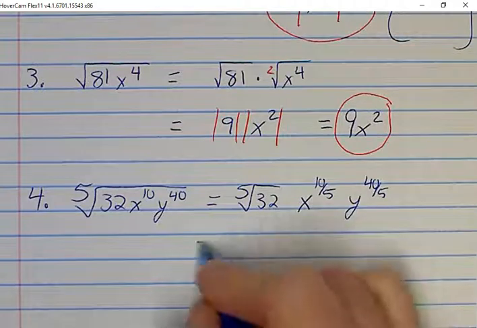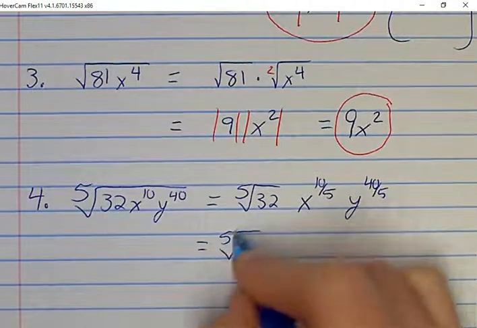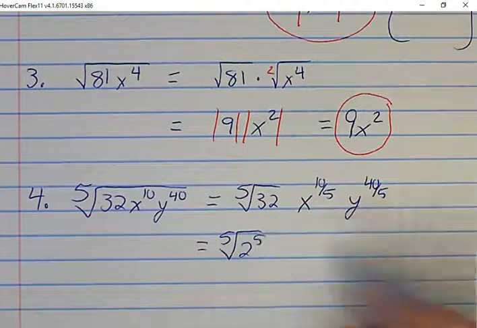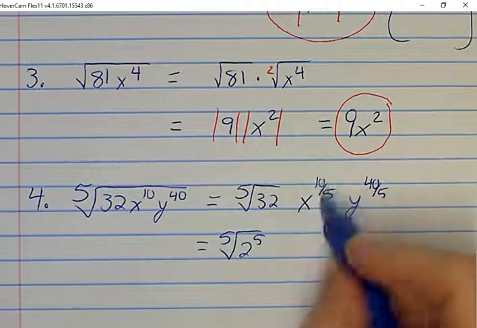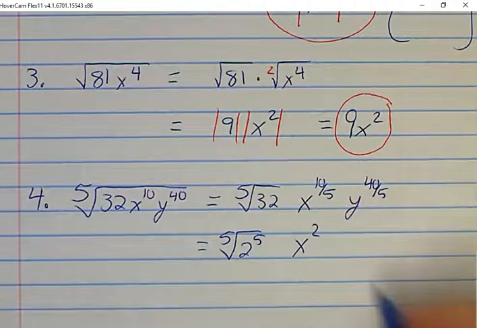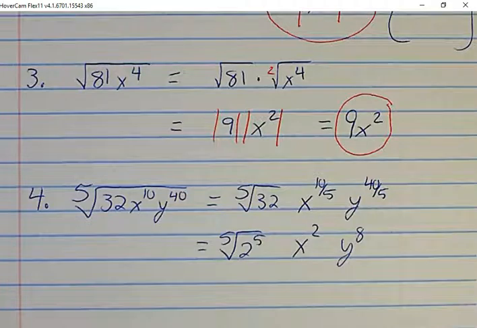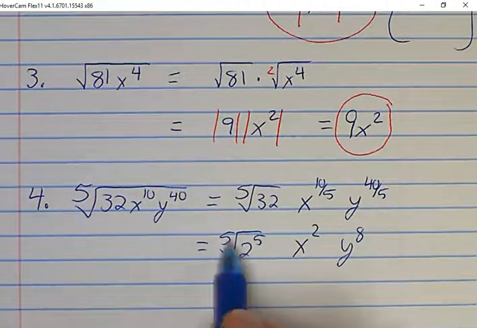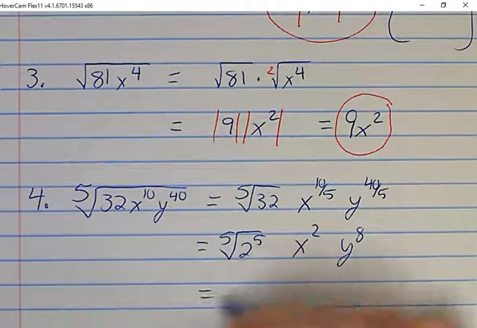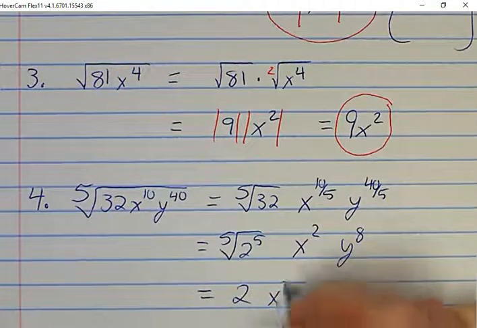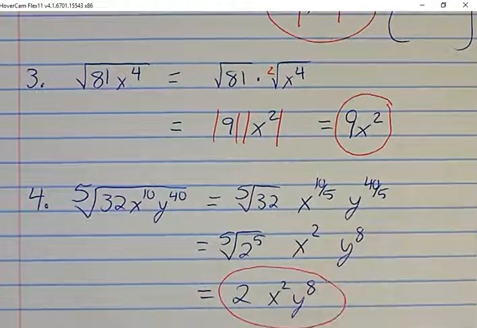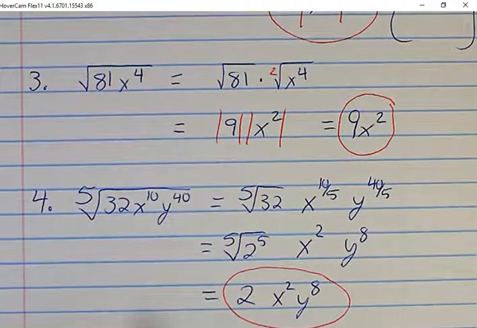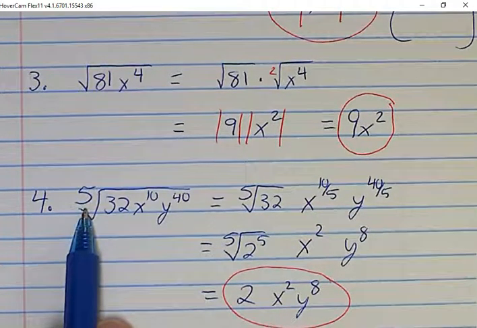And from an earlier problem that we did back in the first part of the lesson, 32, we could break that down and make it 2 to the 5th power. For this one you've got 10 divided by 5 for x, 40 divided by 5 for y. So if this is fifth power and fifth root, those will cancel. We're going to get a 2, x squared, and y to the 8th. And that would be our final answer. And again, you do not have to worry about the absolute values because this was the fifth root, fifth index.